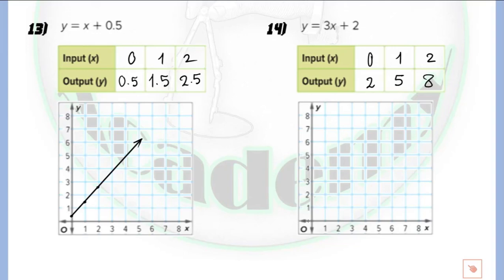So the first point, 0 and 2. 0, then going up 2. 1 and 5. Going to the right 1 and up 5. 2 and 8. Going to the right 2 and going up 8. Now we can graph.